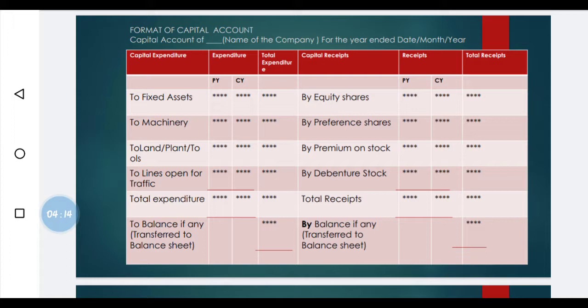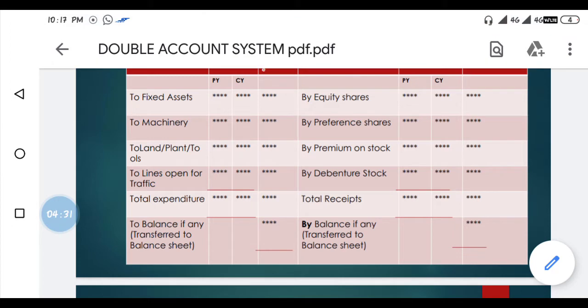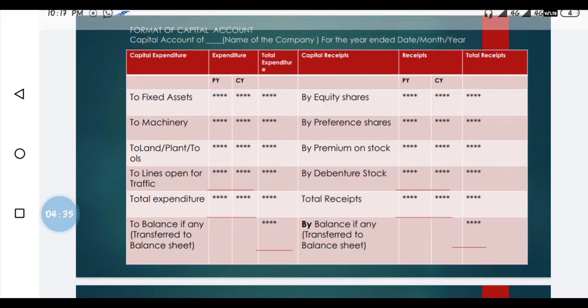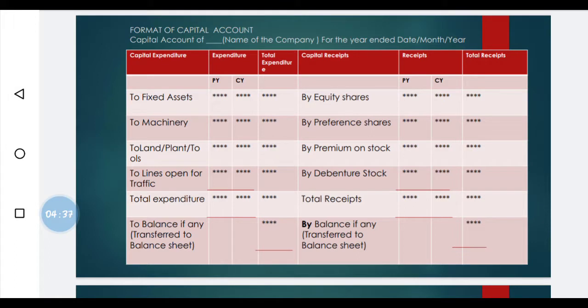So what are the receipts we'll get for the business? How will the capital be obtained for the business? By equity shares, by preference shares, by premium on stock, by debenture stock, etc. So first we have to take the capital receipt. Equity shares are issued for cash or whatever it may be, so equity shares should be written in the capital receipt side. Next, preference shares, premium on stock and debenture stocks. These are the total receipt.